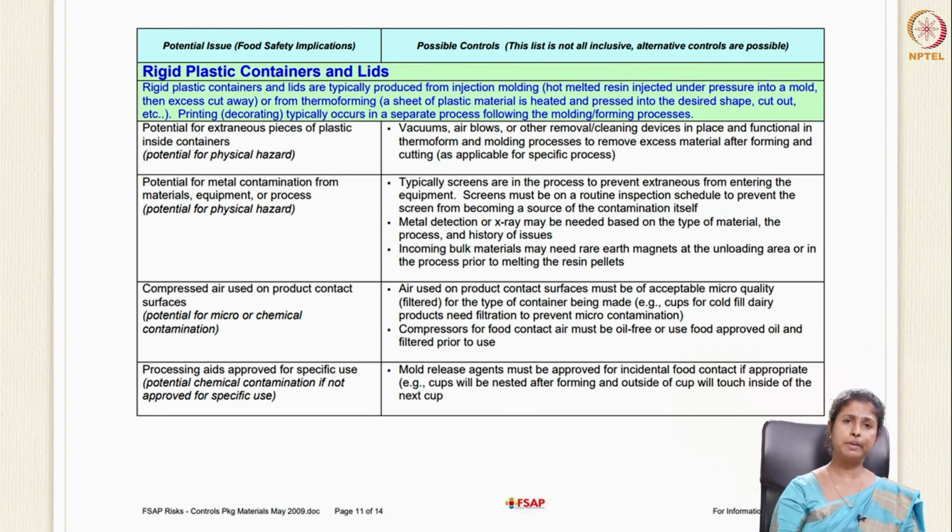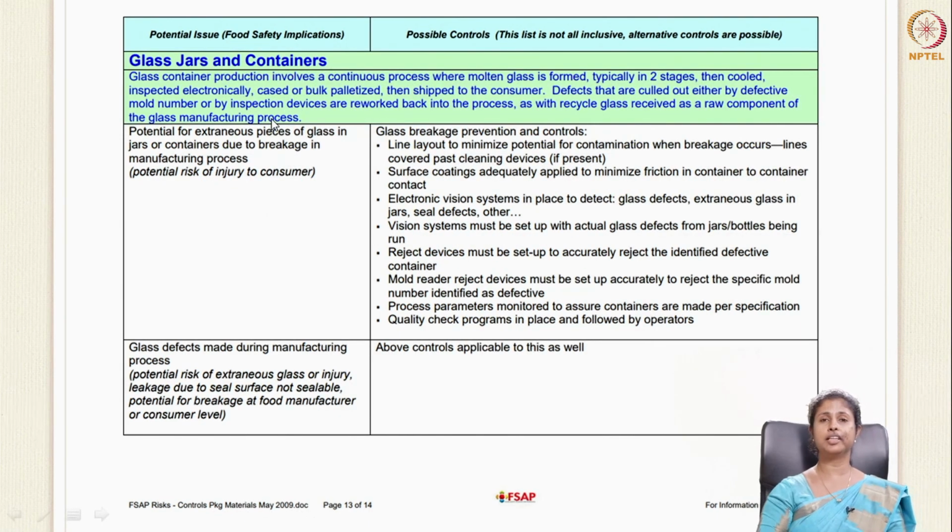So these PP boxes, again, shipping can take place. And chipped products or extraneous pieces of plastics can enter into the container and the product. So microplastics are a big problem everywhere right now. And this can also contribute to this kind of hazards, health hazards. Okay. Glass jars. Moving on to glass jars.